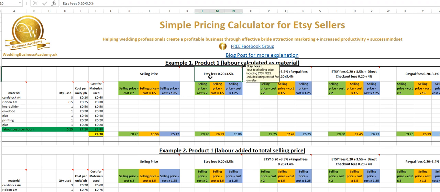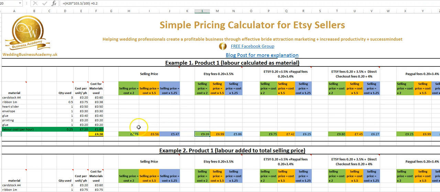So let's go back to that product that cost you £5 to make, and you sell it at £10. You're not making £5 profit on it. You need to pay Etsy's fees, so you're making less than £5. And here, automatically, this spreadsheet calculates how much you should be selling your product for to account for these fees.